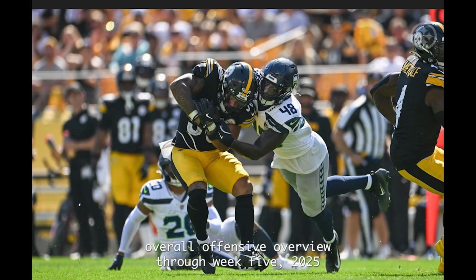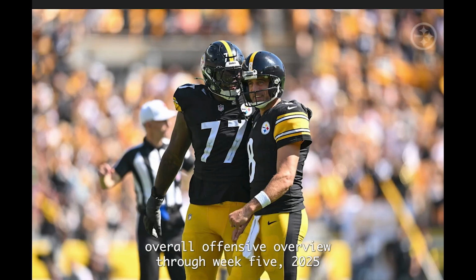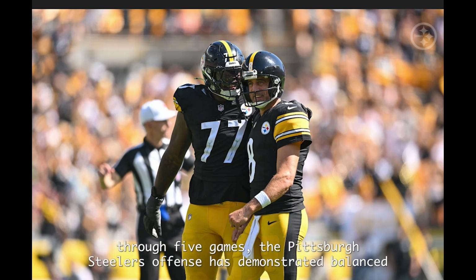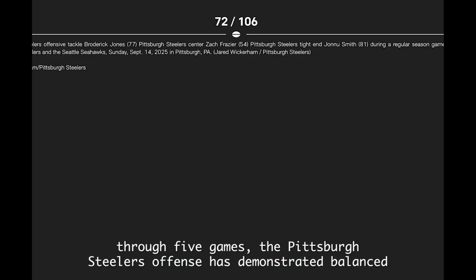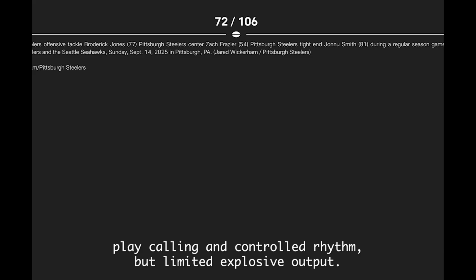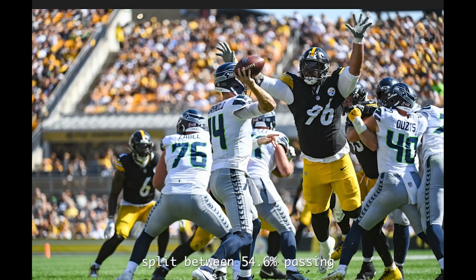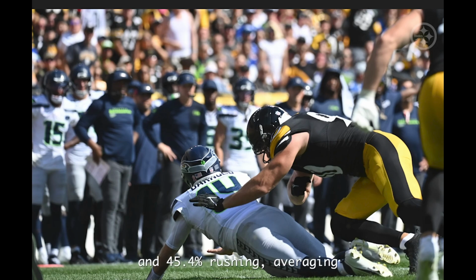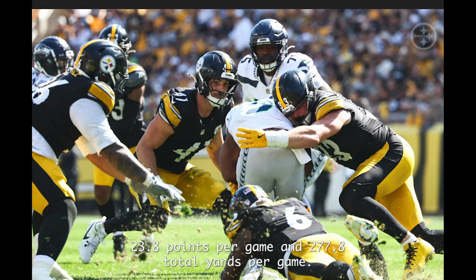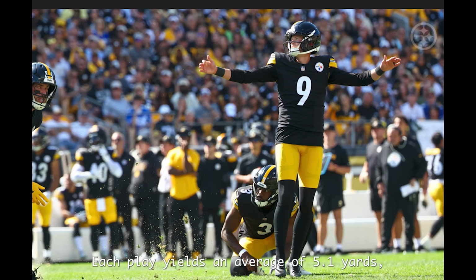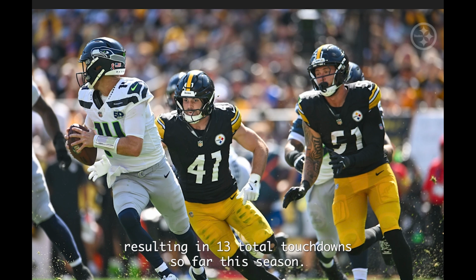Pittsburgh Steelers Overall Offensive Overview through Week 5, 2025. Through 5 games, the Pittsburgh Steelers offense has demonstrated balanced play calling and controlled rhythm, but limited explosive output. The team has run 273 total plays, split between 54.6% passing and 45.4% rushing, averaging 23.8 points per game and 277.8 total yards per game. Each play yields an average of 5.1 yards, resulting in 13 total touchdowns so far this season.